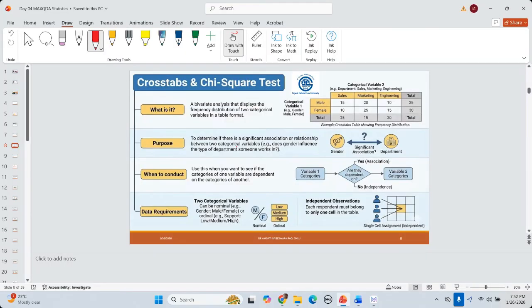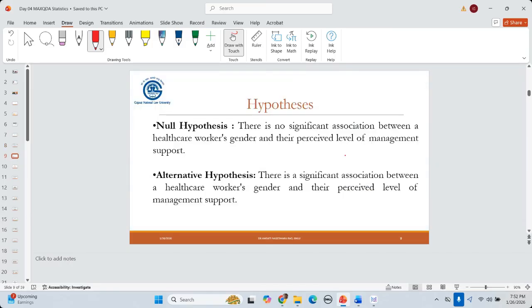So if you want to conduct the chi-square test, I just want to see whether there is any association between gender and particular department. Here, we have two categorical data. One is gender, second one is department, right? So variable 1 is the one categorical data, gender. Variable 2 is a categorical data, that is also department. We have 3 categories. My null hypothesis to conduct the chi-square test, there is no significant association between healthcare workers' gender and their perceived level of management support.